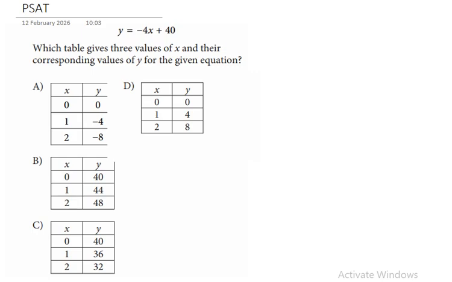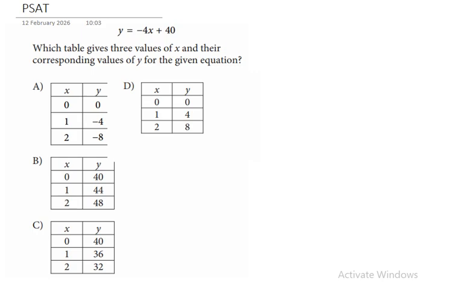Hello everyone. Today we are solving a PSAT question and the given equation is y is equal to minus 4x plus 40. Okay, and the question says which table gives three values of x and their corresponding values of y for the given equation. So what we need to do, we must check which table correctly follows the equation y is equal to minus 4x plus 40.